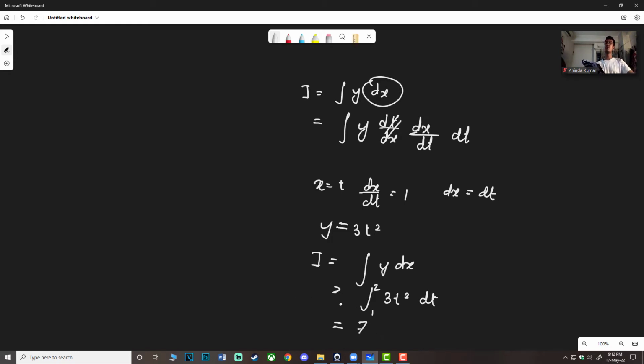I will not move forward with the explanation of how we come to 7 from this step. I think this is very simple. I will move on to the next example.